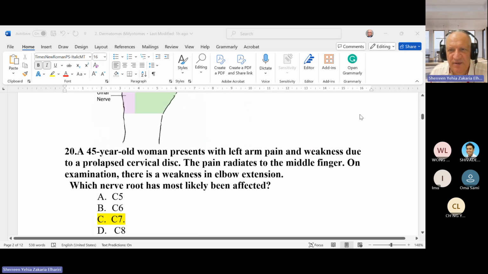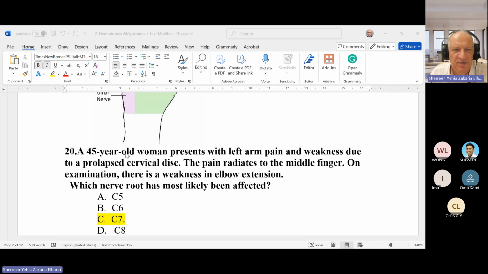In the exam you can find a question like this. A 45-year-old woman presented with left arm pain and weakness due to a prolapsed cervical disc. The pain radiated to the middle finger. On examination, weakness in elbow extension. Which nerve root is most likely to be affected?